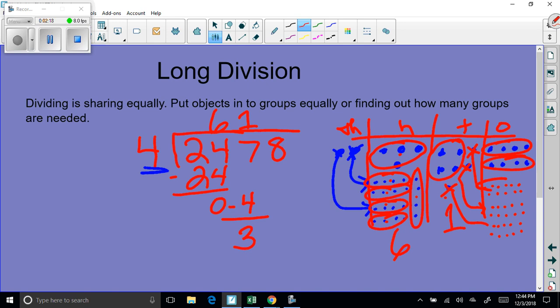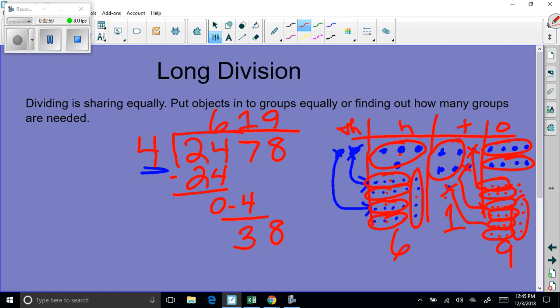1, 2, 3, 4, 5, 6, 7, 8, 9. And so I'm able to have 1, 2, 3, 4, 5, 6, 7, 8, 9 groups that are all circled. So I'm going to put that here. And I know that I had 8 ones in the ones place, and I had 3 left over. And when I put them together, I have 38. And so I'm able to make 9 groups out of that.